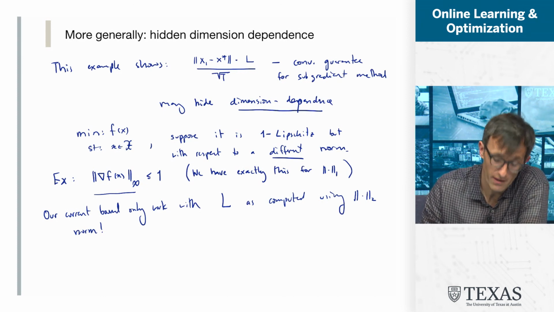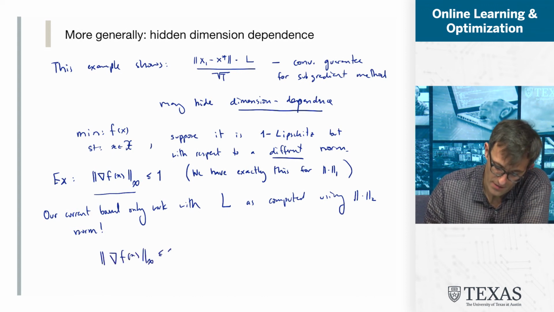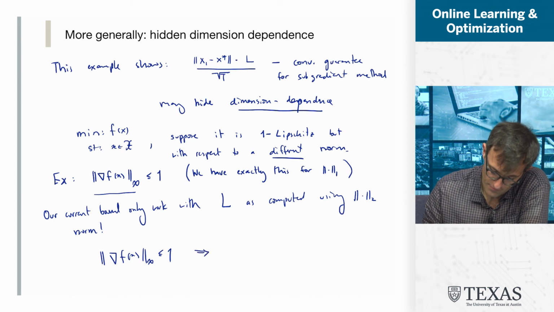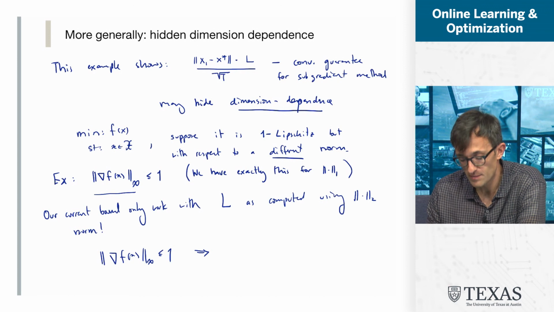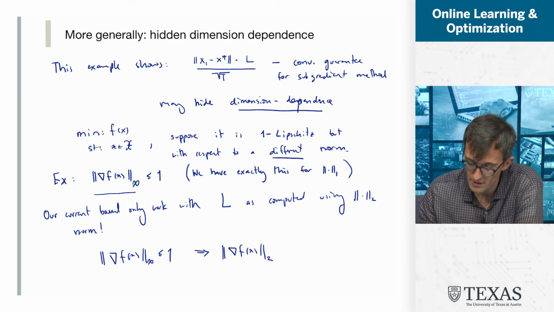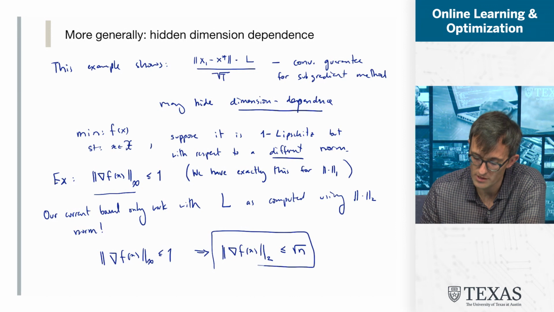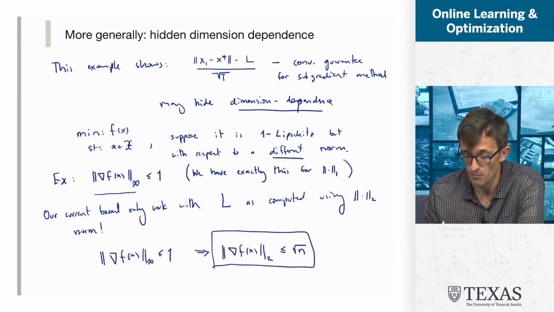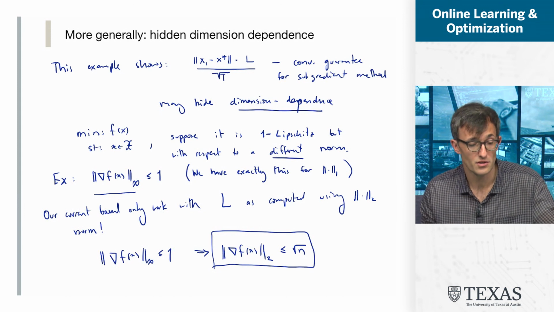So without any further information, the only thing we can say about the infinity norm of the gradient of f of x being bounded by 1 is that the 2 norm is bounded by square root of n. And that's exactly what we saw in the specific example of robust regression. And therefore, we have to incur this square root of n.